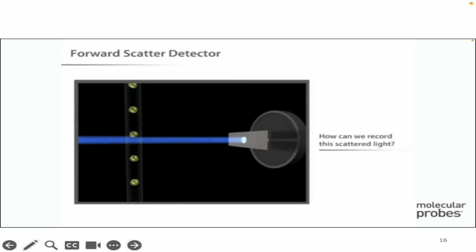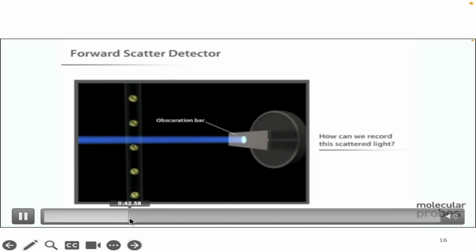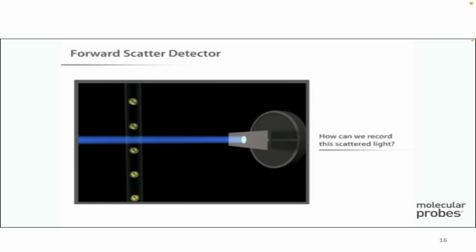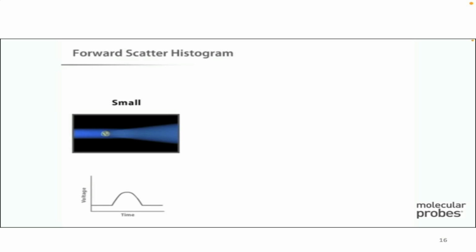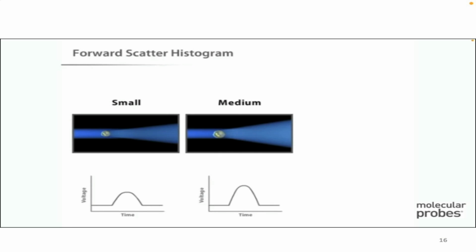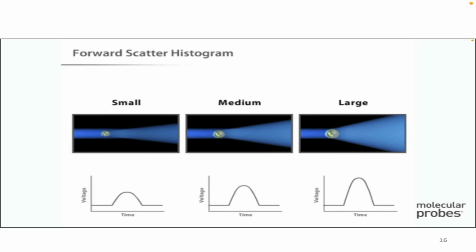Light is quantified by a detector that converts intensity into voltage. In most cytometers, a blocking bar, called an obscuration bar, is placed in front of the forward detector. The obscuration bar prevents any of the intense laser light from reaching the detector. As a cell crosses the laser, light is scattered around the obscuration bar and is collected by the detector. Because small cells produce a small amount of forward scatter and large cells produce a large amount of forward scatter, the magnitude of the voltage pulse recorded for each cell is proportional to the cell size.